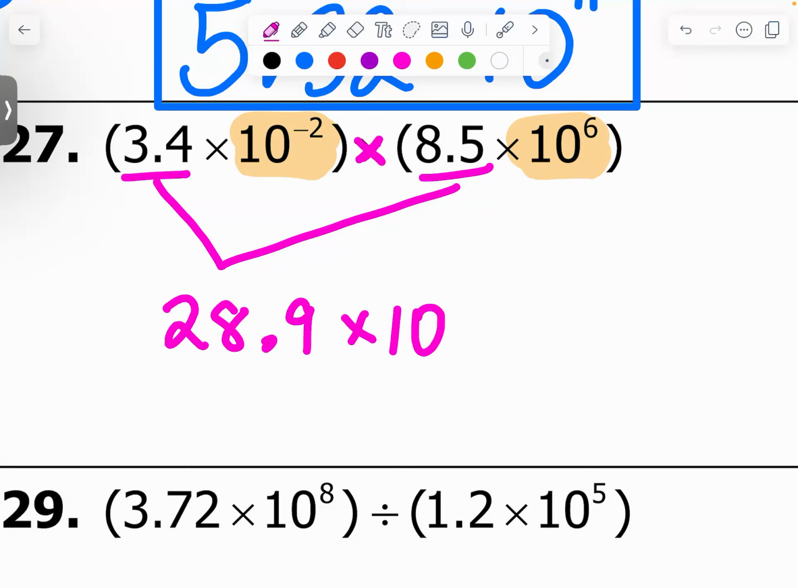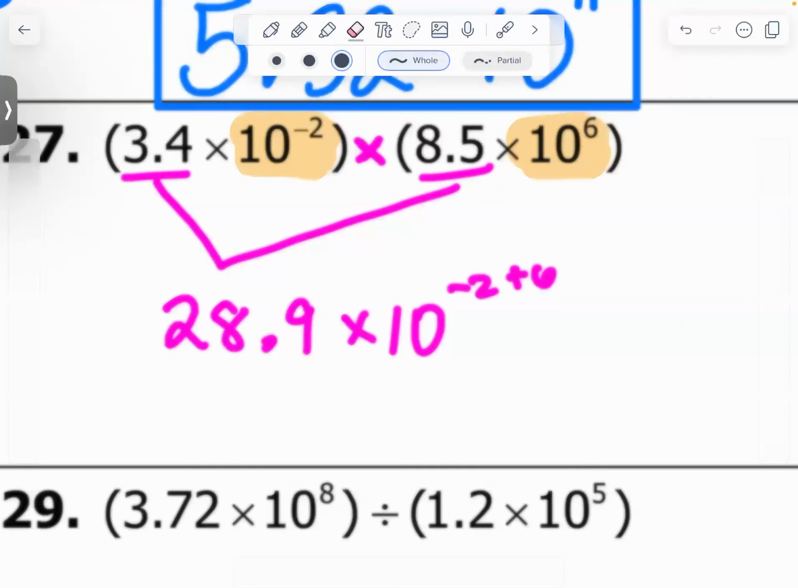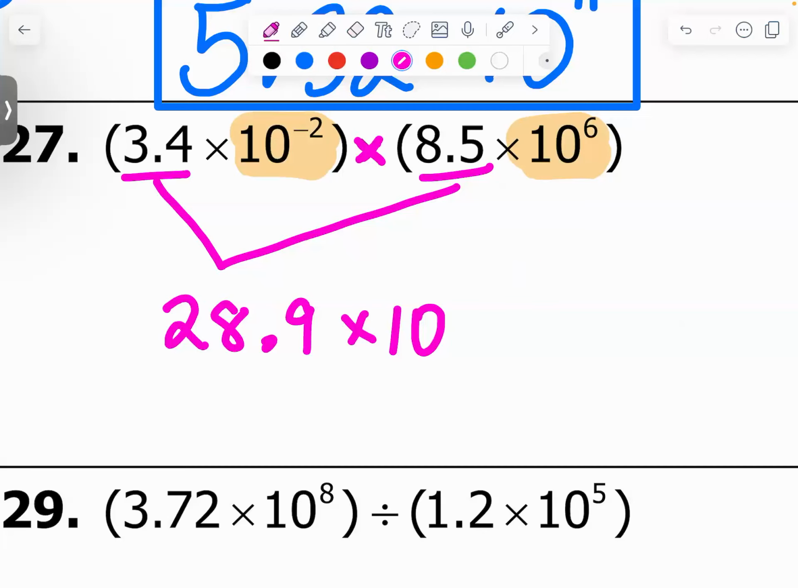Because this is multiply right here. So, okay, so what do we do with negative 2 and 6? We add them. What's negative 2 plus 6? 4. Okay, Emma, this is why this is exciting.